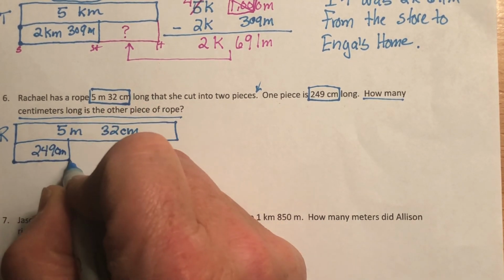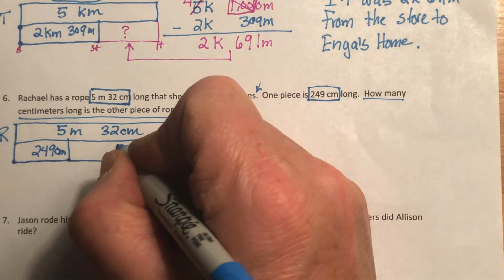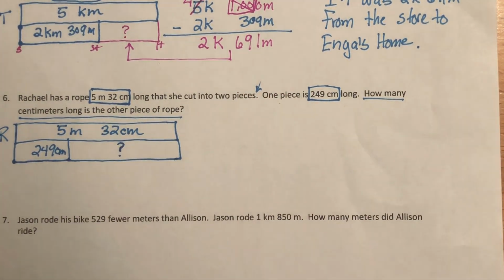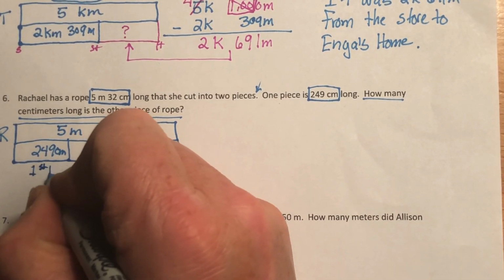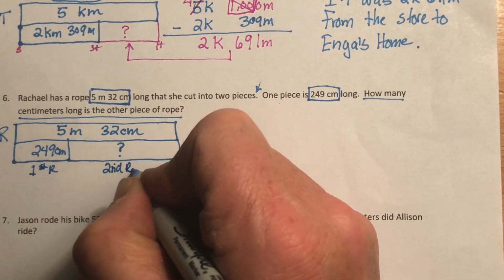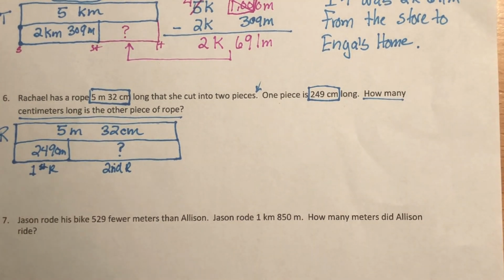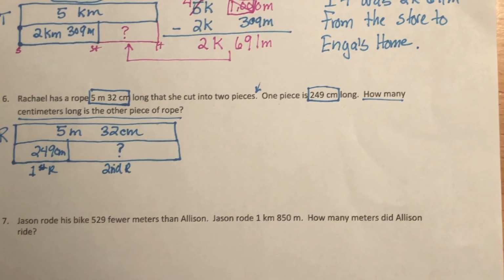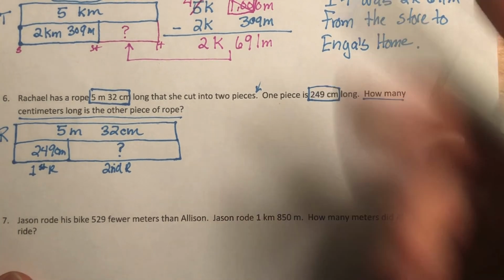Right? And the second piece is right here. And we don't know what that length is, and that's what we need to find out, how long the second rope is. So this is the first rope, and this is the second rope, okay? All right, so now I see here, what operation do you think we need to do? If you said subtraction, you are right. Okay, so here we go.